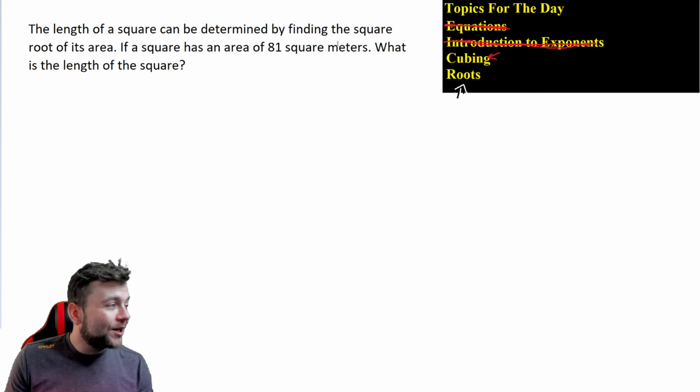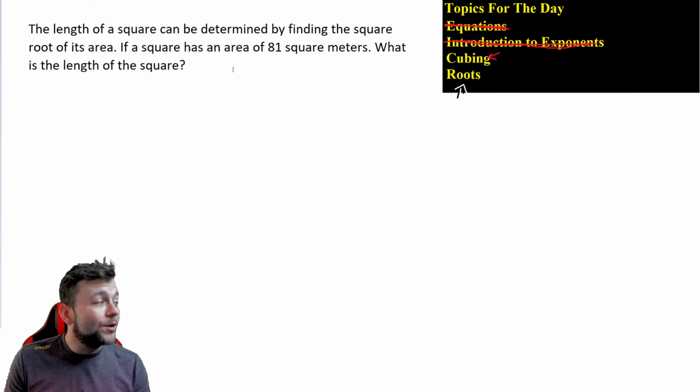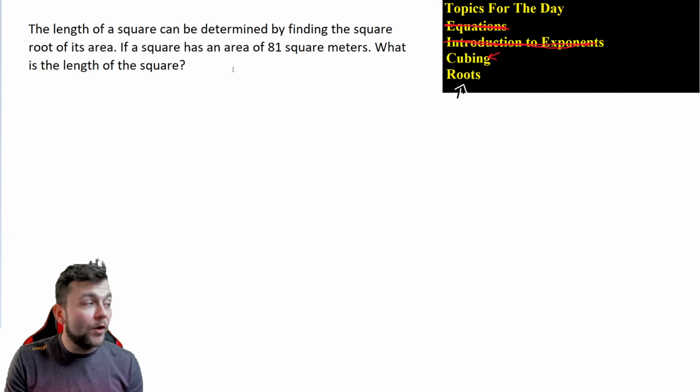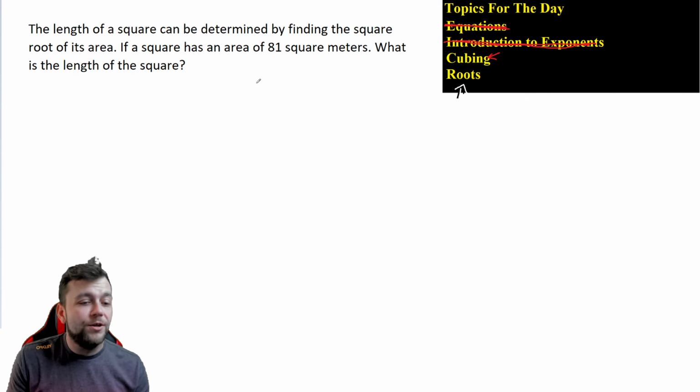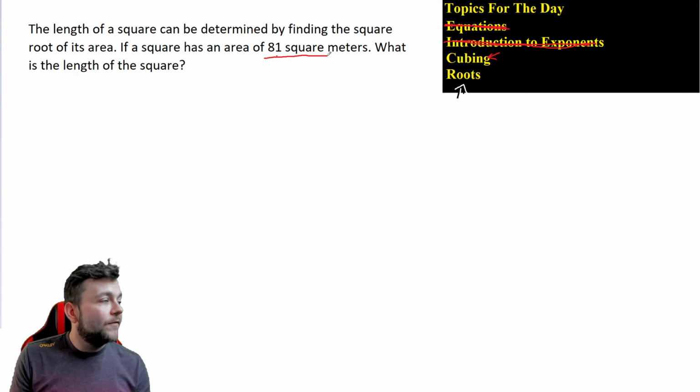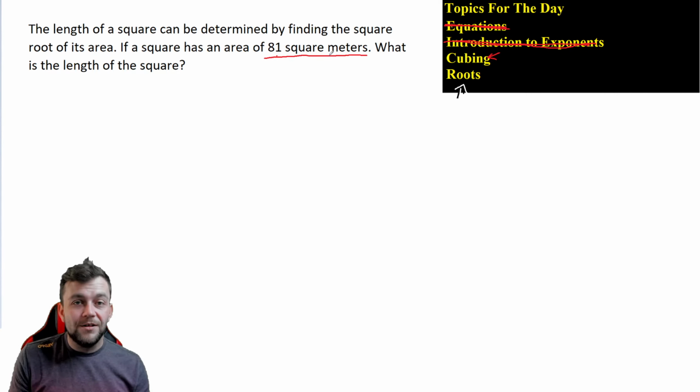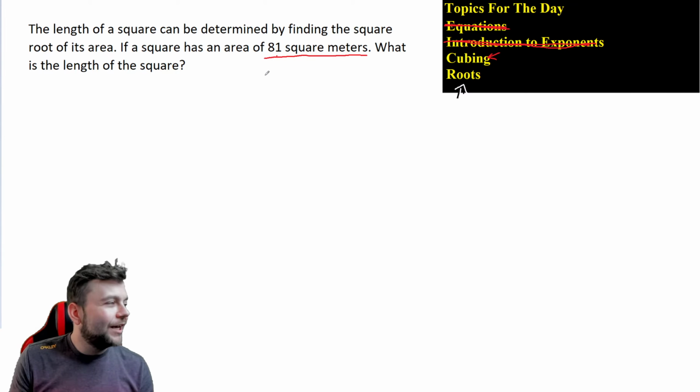The length of a square can be determined by finding the square root of its area. So we want to do the square root of something. What do we want to do the square root of? We're only given one number. Don't make it more confusing. Don't get lost in the words. 81 square meters. So we want to find the square root of this 81.